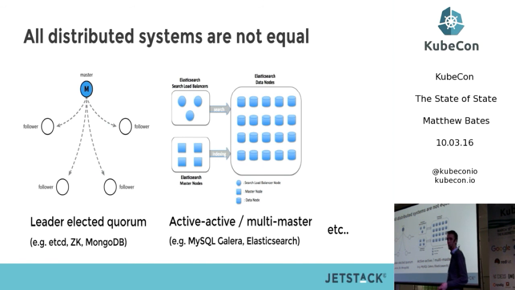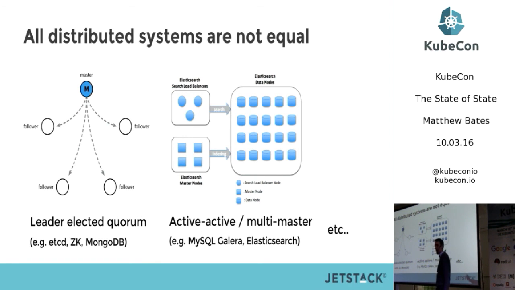One is leader-elected quorum. If we're using the likes of MongoDB, Zookeeper, or etcd, we've got a bunch of nodes. They form quorum, and they will do failover on our behalf. So that means we need to make sure that we're talking to the right node. It's got its own behavior. It elects itself. Kubernetes is not involved in that process. It's actually doing it itself between the pods.